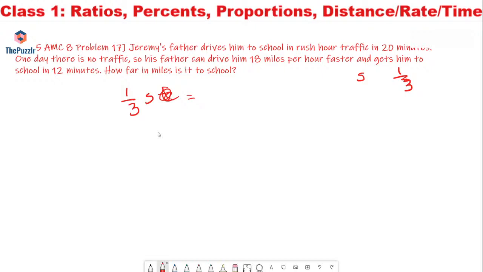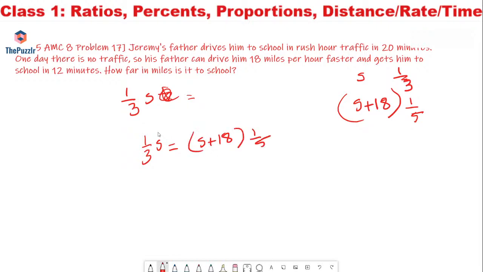Now what else do we have? We have that this is the same thing as him driving 18 miles per hour faster, S plus 18. And this would get him to school in 12 minutes. 12 minutes is just 1/5 of an hour, so this is 1/5. You could also do this in minutes, but I prefer to do it in hours so that we won't have to do any conversions. So we have S times 1/3, and this is equal to (S plus 18) times 1/5.